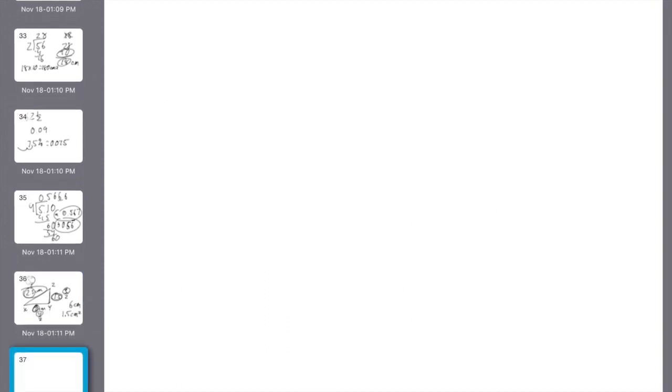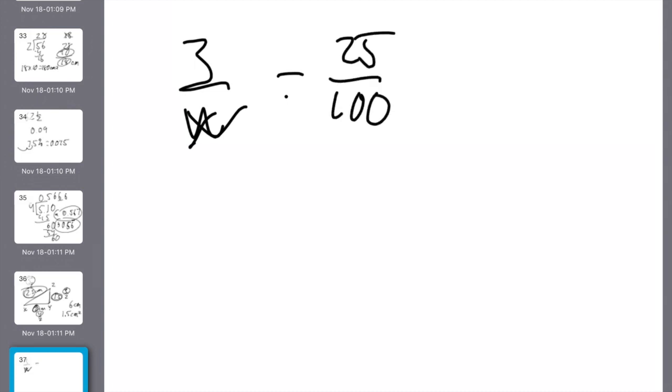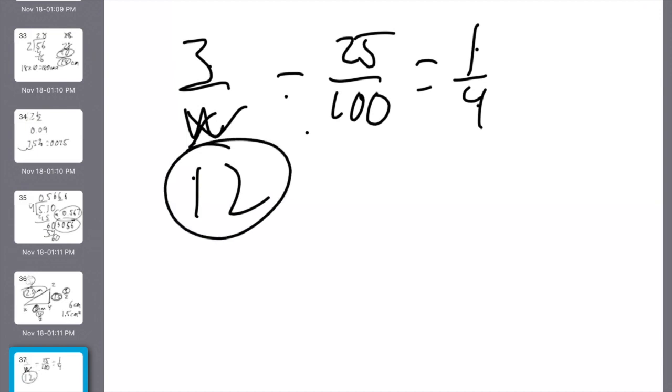Number 17, solve. I have 3 over something, it's a W, equals 25 over 100. Okay, guys, I'm going to reduce that to 1/4. 1 times 3 gives me 3. 4 times 3 gives me 12.